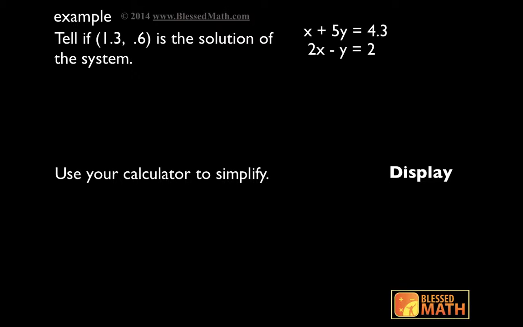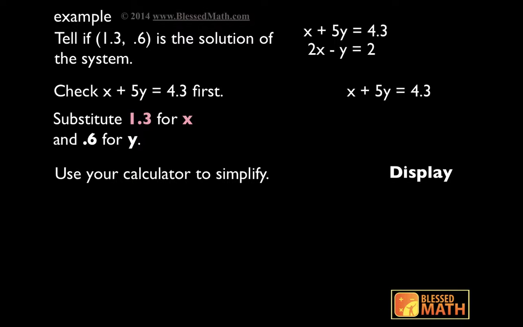We're going to be using a calculator because we're dealing with decimals. Decimals have a tendency to scare some people, but there is nothing scary about these decimals as long as you have a calculator handy. The first thing we're going to check is the first equation, x plus 5y is equal to 4.3. We substitute 1.3 for x and 0.6 for y. That gives us 1.3 plus 5 times 0.6 is equal to 4.3.